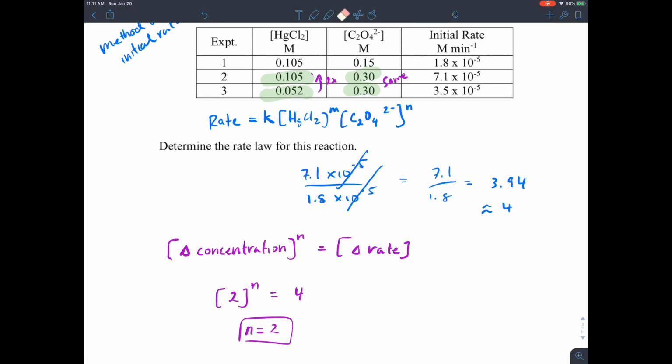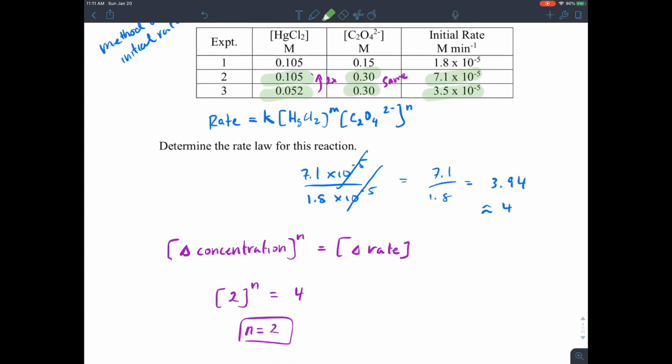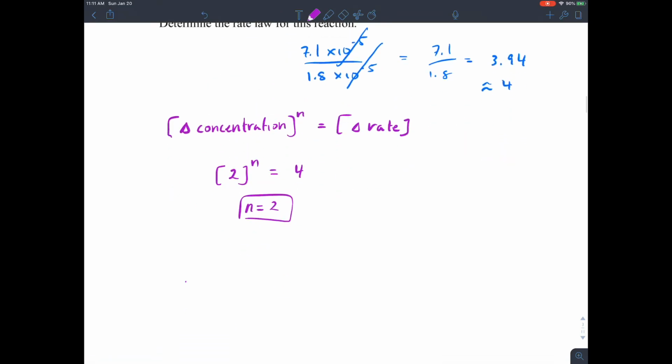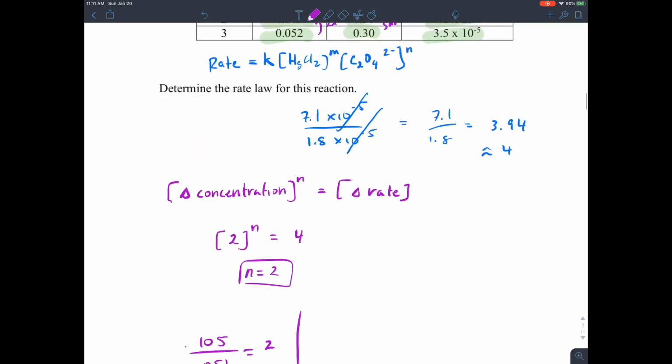So let's take a look at what happened to our rate. Well, if we look right here, we see that it went from 3.5 to 7.1. Because our oxalate was held the same, we can only look at our mercury to see how that affected our rate. Let's do our math again. Was it 0.105? Yeah, 0.105 or 0.052. That's just a factor of 2, like I said.